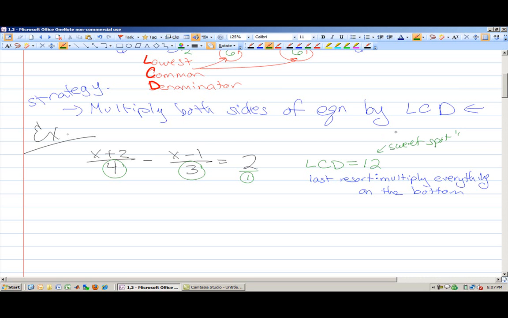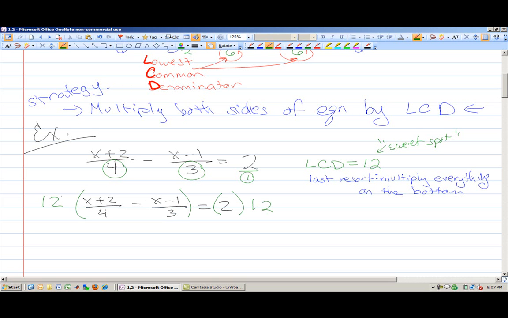Sweet spot. All right, so what I'm going to do is get back to my pretty version of this equation: x plus 2 over 4 minus x minus 1 over 3 equals 2. I'm going to multiply both sides of this equation by 12. All right, so note I use my parentheses. Parentheses are super important here.